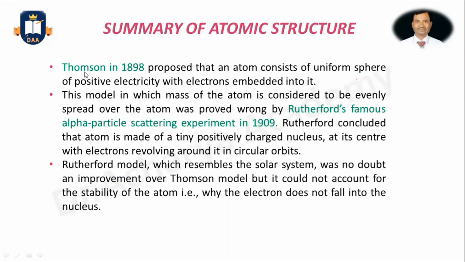Thomson, in the year 1898, that means almost 90 years after John Dalton's atomic theory, proposed that the atom consists of a uniform sphere of positive electricity with electrons embedded into it. This theory could not explain the atom structure properly, which I already explained.